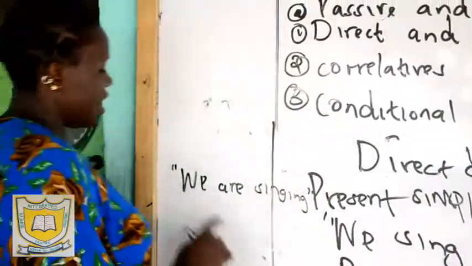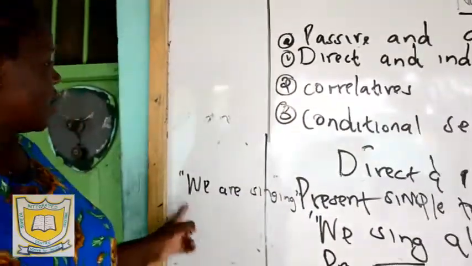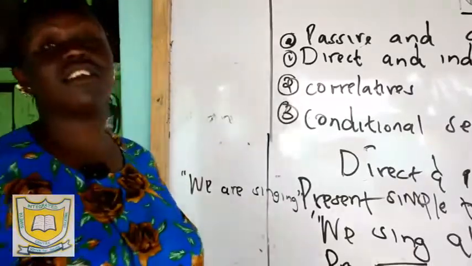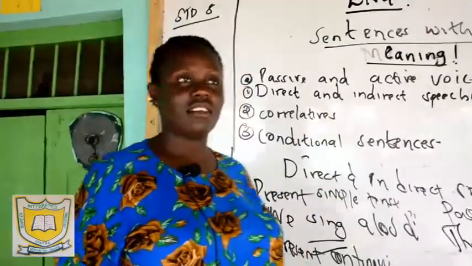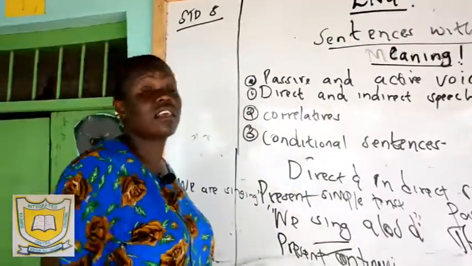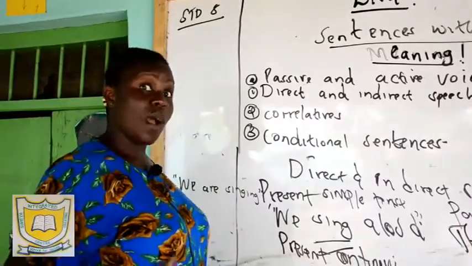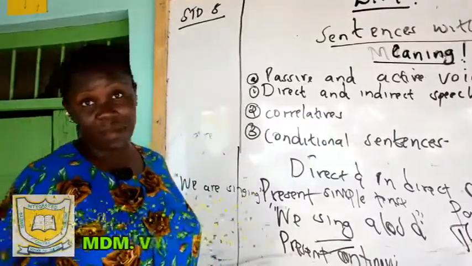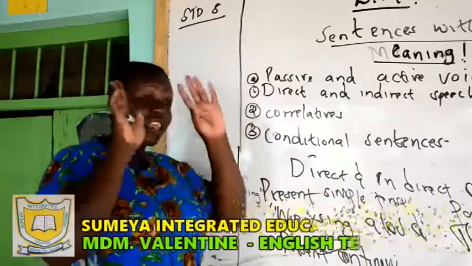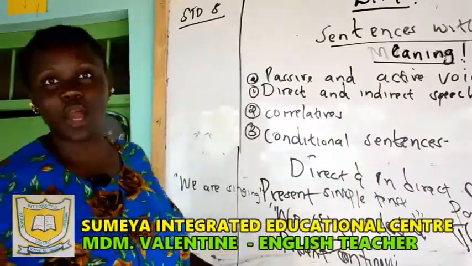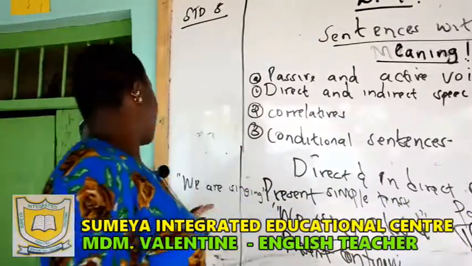And then we said we changes to they. The present continuous tense changes to the past continuous tense. How do you form the past continuous tense? By use of was or were plus a present participle. You see, if you don't know the tenses, there is no way you are going to change that sentence. For example, we are singing.